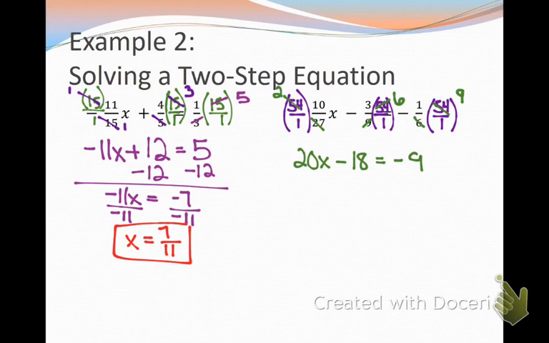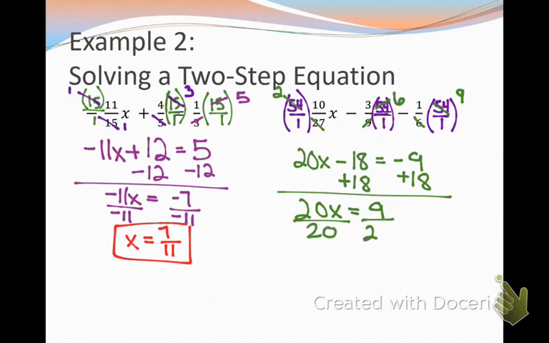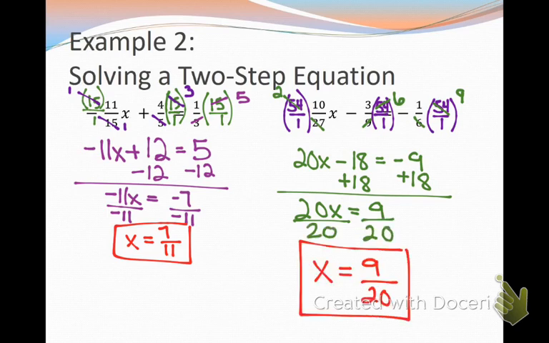Who got this equation once you cleared your fractions? Okay. Do you see where you went wrong, if you missed it? Okay. All right. So now what do you do next? Add 18 to both sides. 20x equals 9. Divide both sides by 20, and x equals 9 over 20. All right, who got it right? 9 over 20. Okay, so we're going to do one more of these.